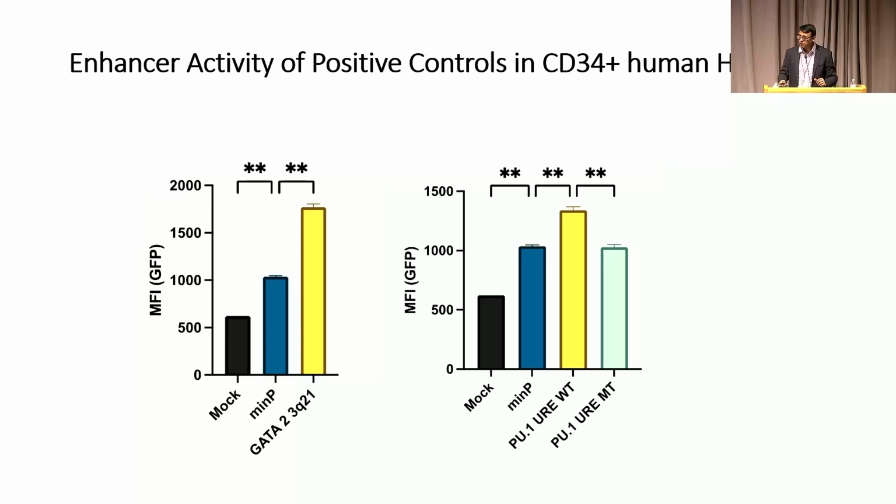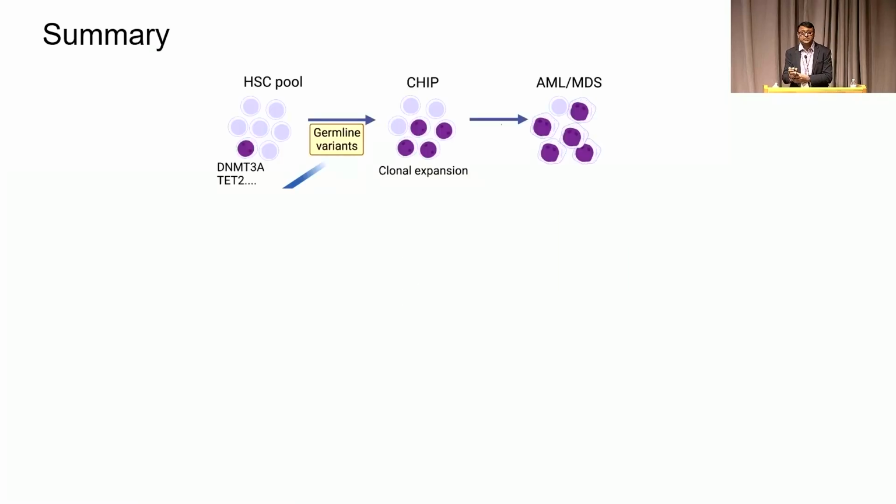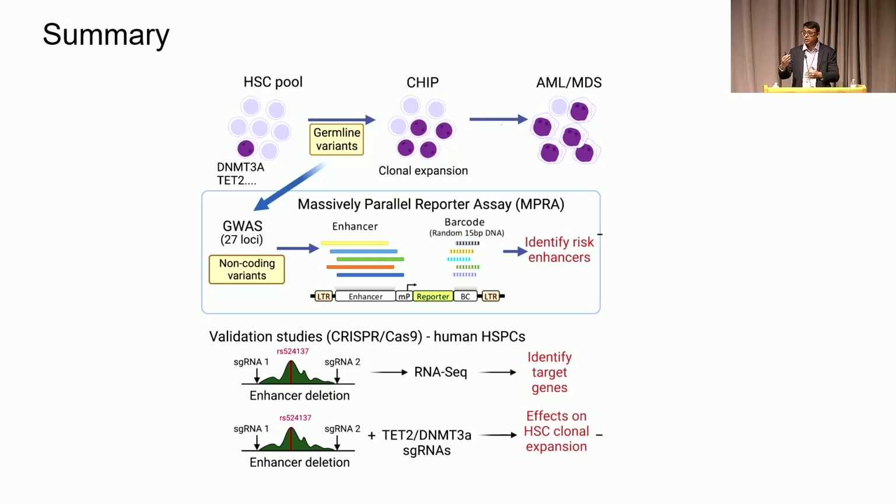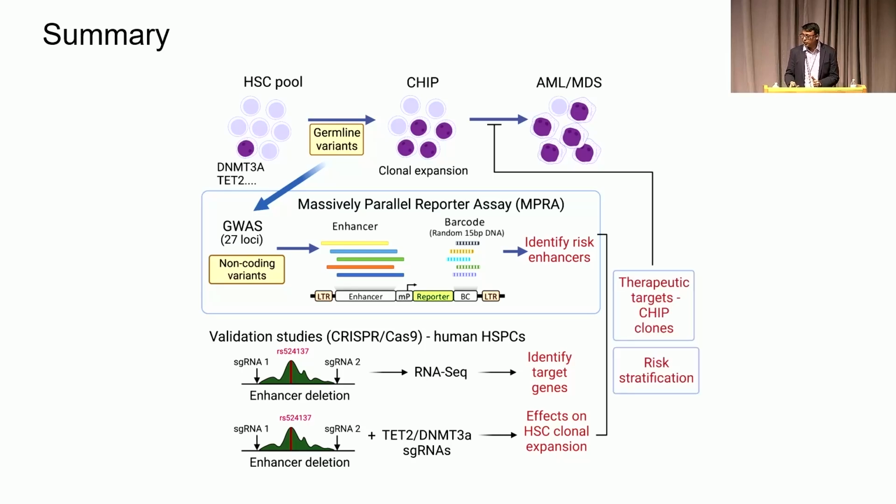To summarize, we hypothesized that these germline genetic variants also play a critical role in clonal progression of CHIP, and we are identifying these non-coding variants by using our reporter assay called MPRA. Once we identify these variants, we still have a lot of validation studies to do. We will have to delete the enhancer elements and find out what the endogenous target genes of these non-coding elements are. We hope that by identifying these risk alleles, we can either stratify the patients who will progress to MDS or find therapeutic targets for these clones.